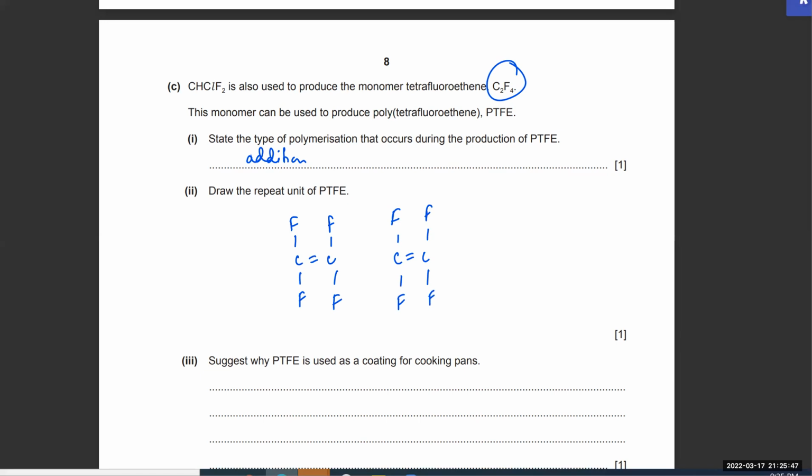The double bond would go away and be replaced by a single bond, and they would link up. So you have to draw just one repeat unit. You're just going to draw this and write n. They are also asking why it's used for cooking. It's 1 mark. It's used as a non-stick. It's non-polar, so things don't get attracted to it. Plus it's heat resistant as well. Why? Because the C-F bond is very strong. Small atoms always make strong bonds.